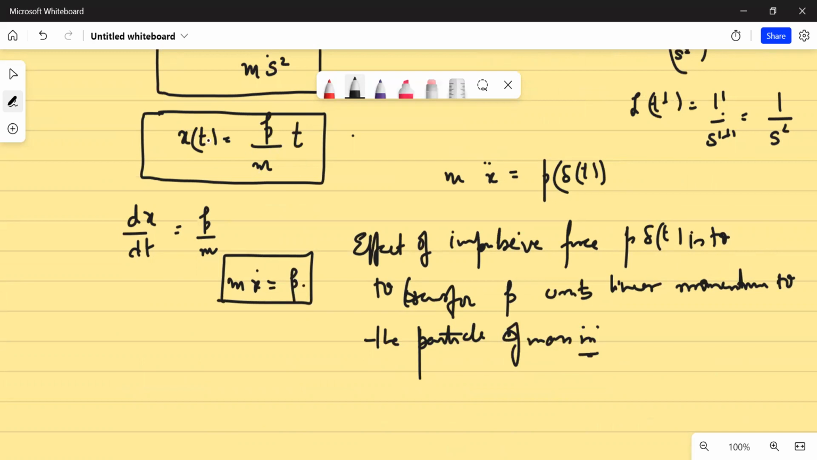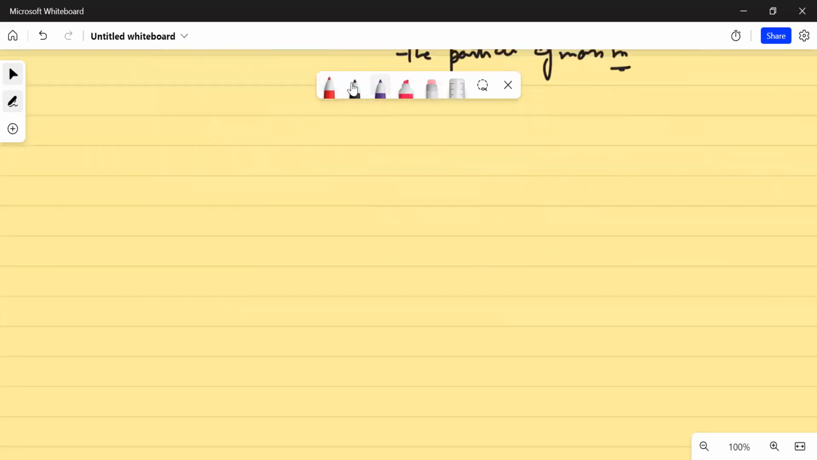So because of this impulsive force, x as a function of t is given by p by m t. So what is m x dot? m x dot would be simply p. So basically, what is happening? Because of this impulsive force, your system starts to move. And secondly, the amount of momentum imparted to it is simply p. I hope it is clear. Is that clear? Okay. So now let us do one more property that is called an integral property.